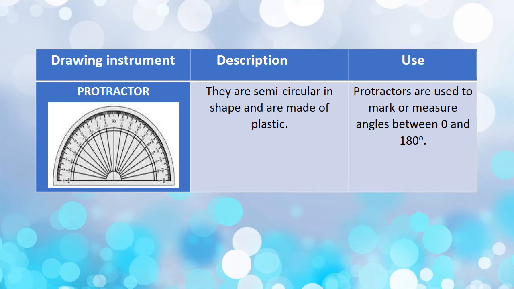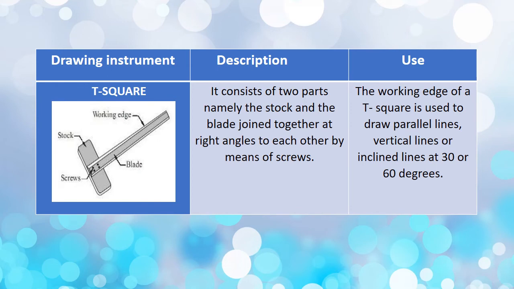Then next we have the protractor. Protractors are semicircular in shape and are made of plastic. They are used to mark or measure angles between 0 and 180 degrees. Then we have the T-square. A T-square consists of two parts, namely the stock and the blade, joined together at right angles to each other by means of screws. The working edge of a T-square is used to draw parallel lines, vertical lines, or inclined lines at 30 or 60 degrees.